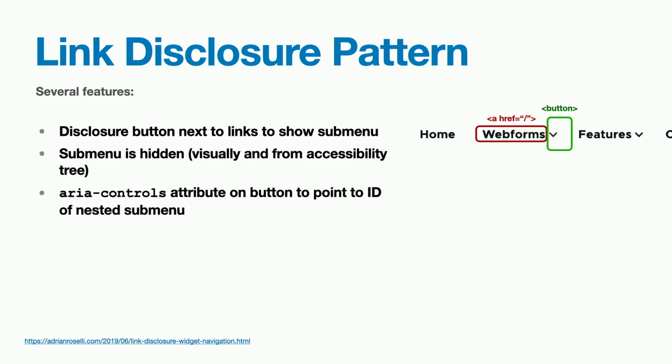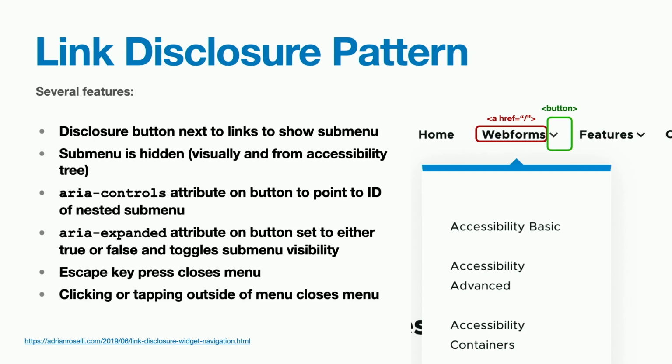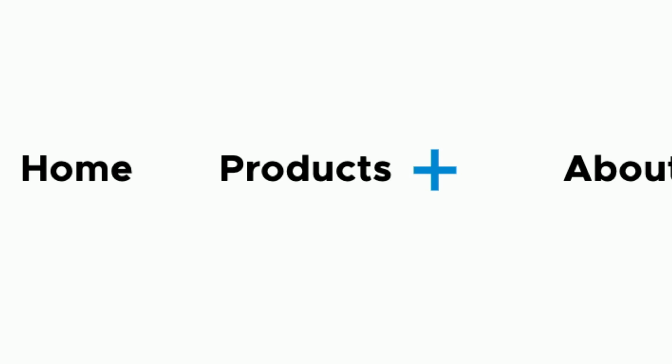There are the ARIA controls and ARIA expanded attributes that we already talked about that tell the assistive tech that it's open or closed. And you can also use the escape key on your keyboard to close that menu and get out of that. And so this is pretty cool. Of course, we replaced this plus with a chevron, which of course looks a lot better.